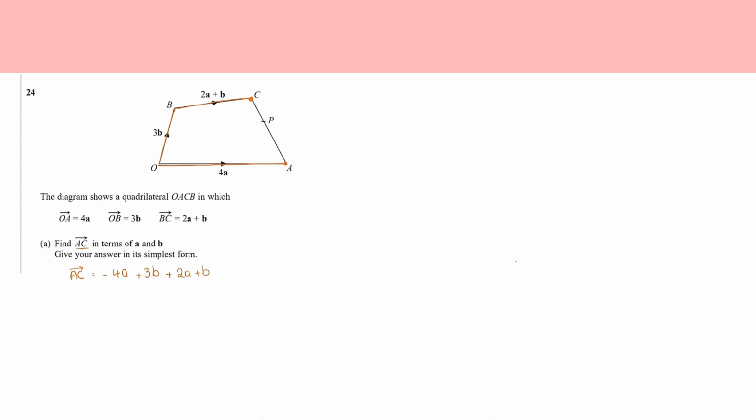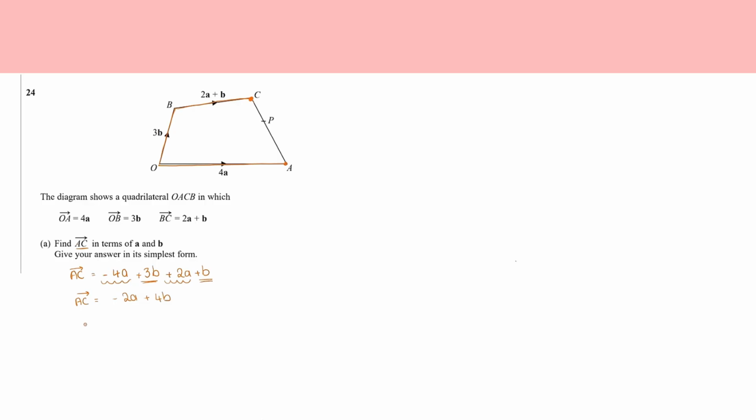Now it says in its simplest form, so let's just simplify it. So AC, A's together, minus 4A plus 2A, which is negative 2A. But 3B plus B, so I'm going to get plus 4B. And that's it. I've given my answer in the simplest form.